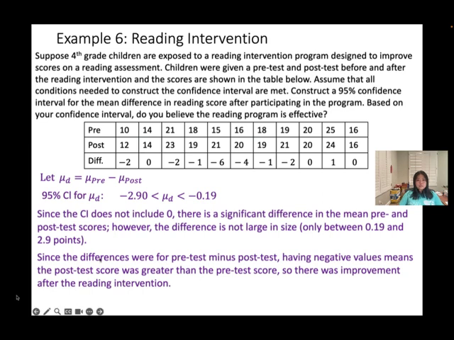Since the difference was pre-test minus post-test, having negative values means post-test scores were greater than the pre-test scores. So the post-test score is better than the pre-test score. So actually there was improvement after the reading intervention program. It's just not that much.